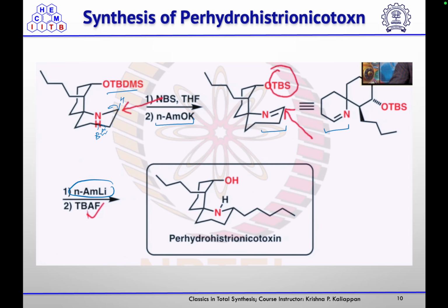And then for the completion of the molecule, they wanted to deprotect this TBS group, which they did using TBAF, and hence they got their desired product, that is perhydrohistrionicotoxin. So in this way, they completed the total synthesis of perhydrohistrionicotoxin using pinacol pinacolone rearrangement and Barton reaction as their key steps.